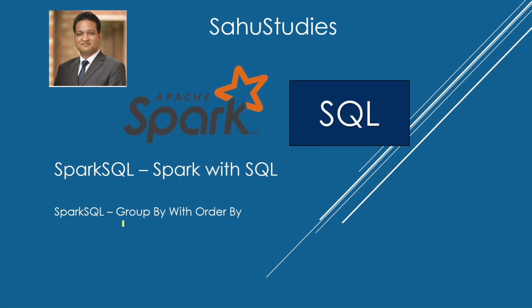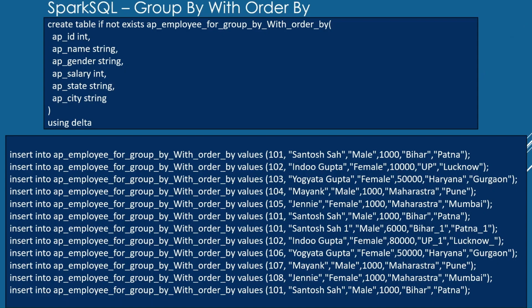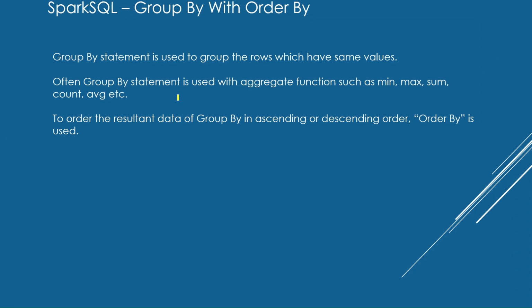In this video, we are going to see how we can use group by clause with order by in Spark SQL. So what does group by do? Group by is used to group the rows which have the same values. Group by statement is used with aggregate functions such as min, max, sum, count and average.